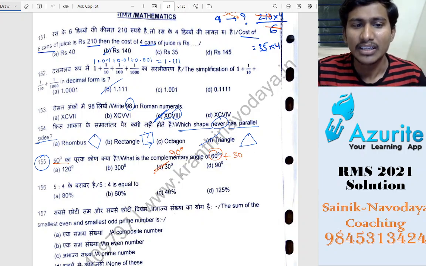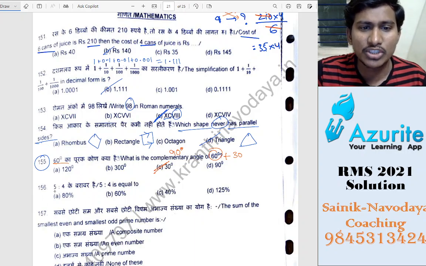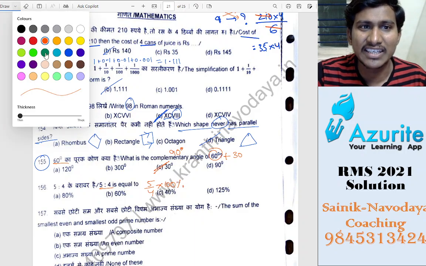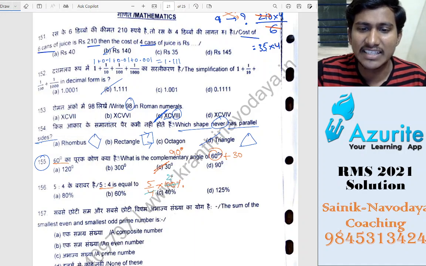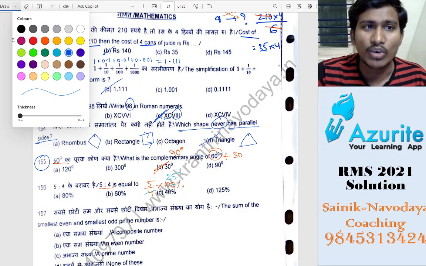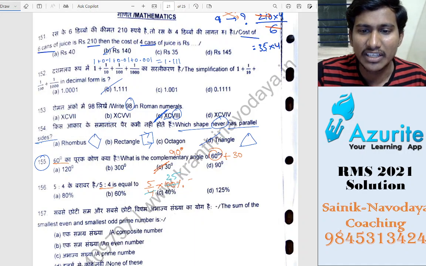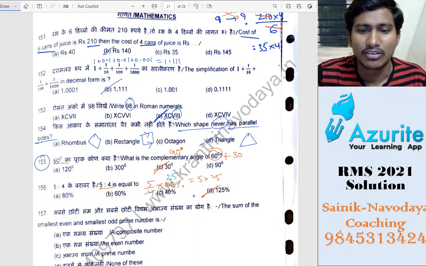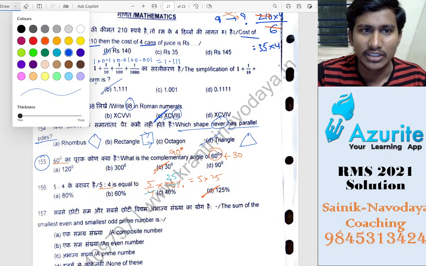Okay, next, 5 is to 4 is equal to which percent? So 5 is to 4 means 5 by 4, right? To find the percentage we have to multiply with 100%. Now cancellation. 4 how many times is 100? 4 25s are 100. So what is remaining now? 5 and 25. 5 25s are 125. The answer is option D. Very good, that is easy.